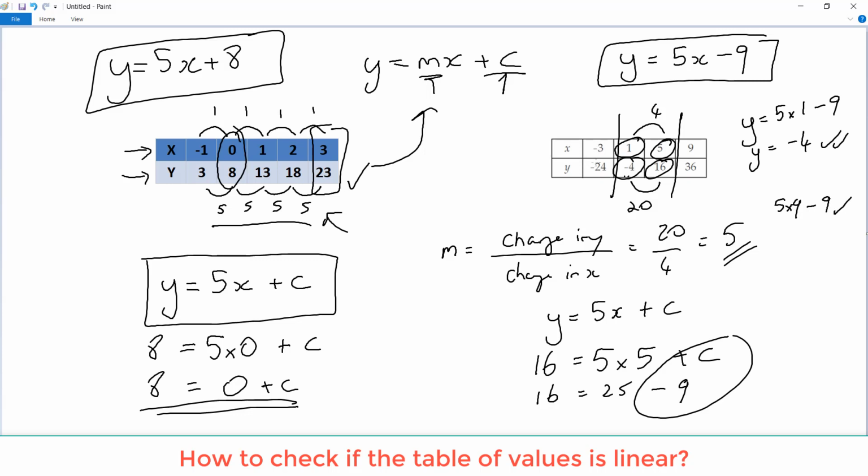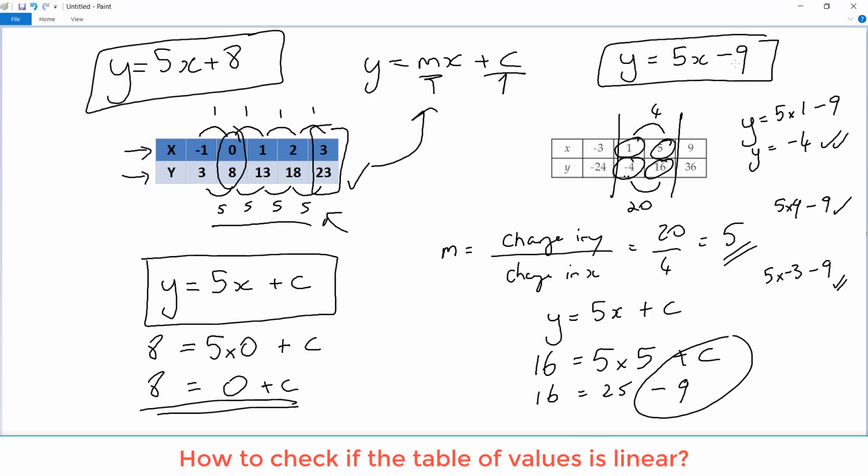And our last one there is the 5 and the minus 3. So we've got 5 times minus 3 minus 9. So 5 times minus 3 is minus 15. And minus 15 minus 9 is indeed minus 24. So this function, the 5x take 9, works for all of them.